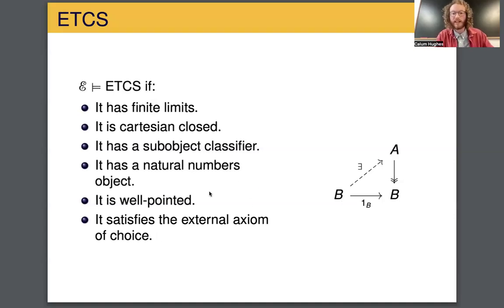We call it the external axiom of choice because there's a notion of internal axiom of choice, which is the axiom of choice developed in the internal language of E. So that's just to make this distinction here. So yes, this is the elementary theory of the category of sets. And the point is that this picks out the category of sets amongst all other categories. These axioms axiomatize this.